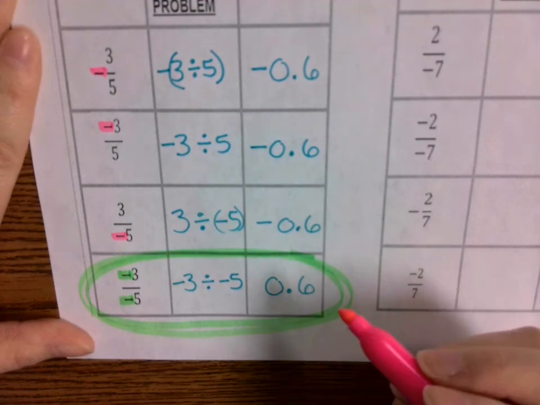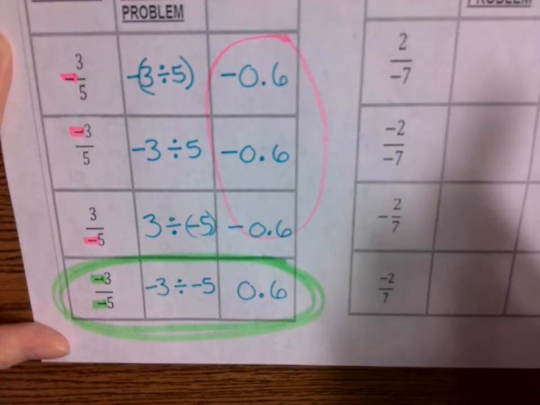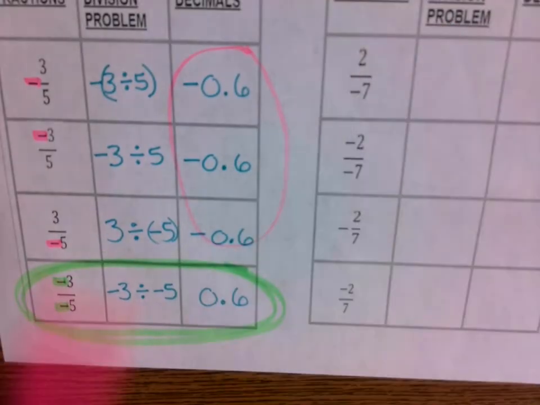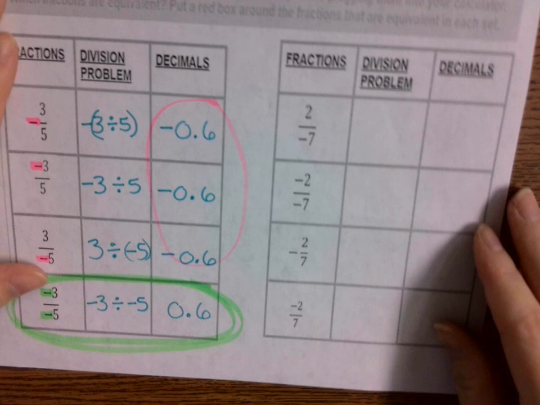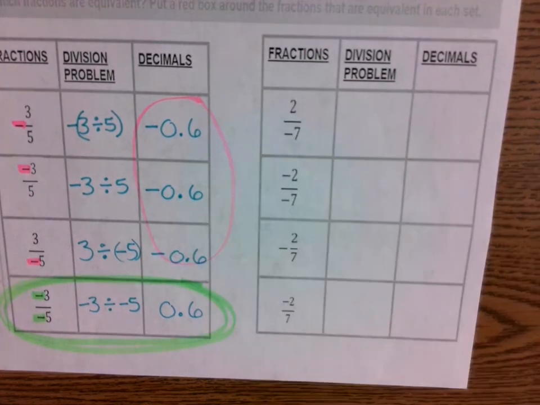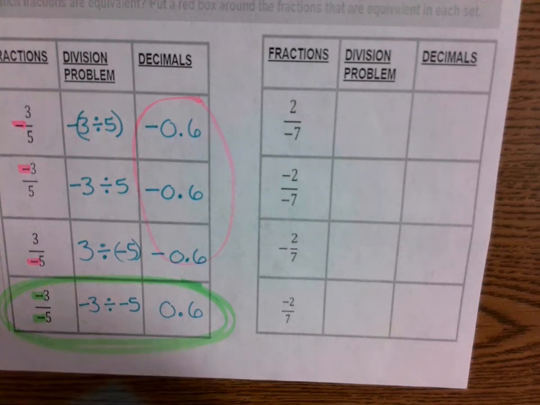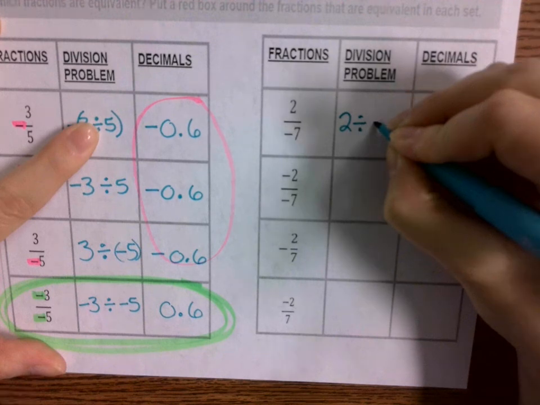Go ahead and do the next problem off to the right. Show me what the division problem would look like and what the answer is going to be. Okay, so if we look here, we have 2 over negative 7. 2 over negative 7 means that I'm going to have to do 2 divided by negative 7. And that's going to come out to what?